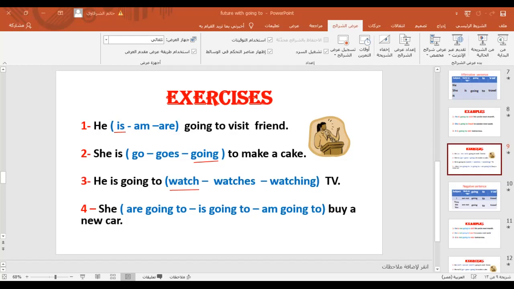Number 4, she are going to, she is going to, she am going to buy a new car. Where is the right answer here? She are, she is, or she am? Great, excellent. We choose is going to, because we use verb to be is with subject she. She is going to buy a new car. Great, excellent, my students.